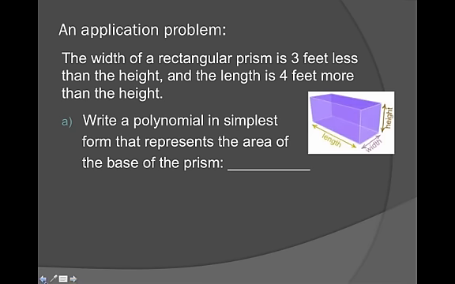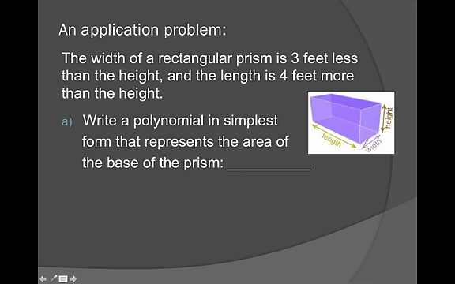Okay, what would a video be without a real-world application problem? All right, and it is important actually that you guys pay attention to this one because we're going to see a lot of geometry word problems. So let's pay attention to the wording here. It says the width of a rectangular prism is 3 feet less than the height. And the length is 4 feet more than the height. So I need to write a polynomial in simplest form that represents the area of the base of the prism.